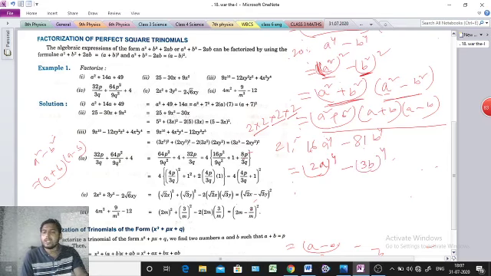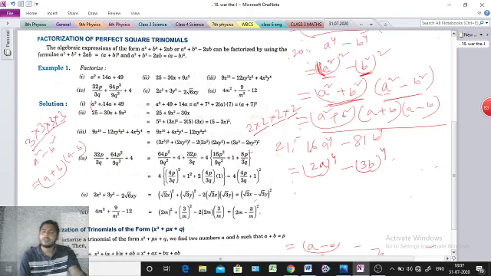3b whole to the power 4. Clear or not? 3 to the power 4. Why is 3 to the power 4 equal to 81? Just check it once. See, I am writing here 3 into 3 into 3 into 3. So 3 3s are 9, 9 3s are 27, 27 3s are 81.